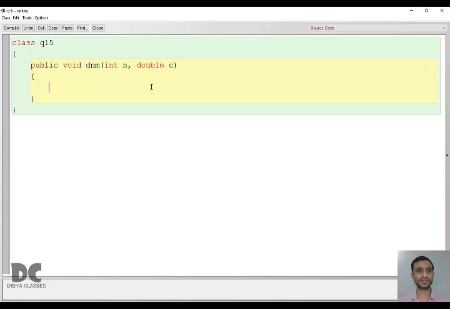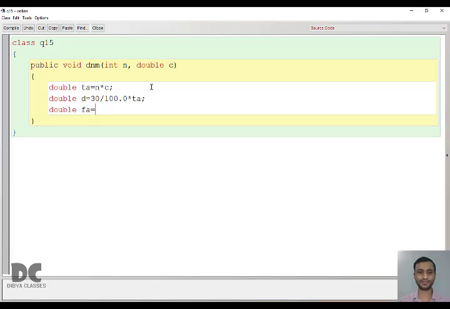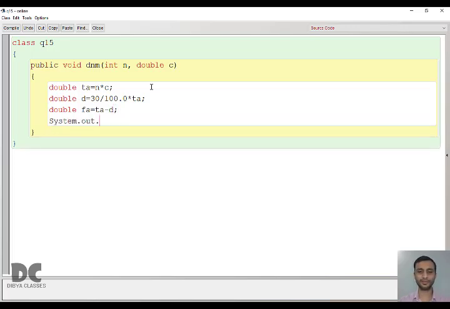Then we'll do the processing. So first you have to calculate the total amount you have purchased. So double T is the total amount, for example. So it is n into c. Then you have to calculate the discount. That is 30% into total amount. And now we will calculate the final amount. Let it be FA. It is total amount minus discount.